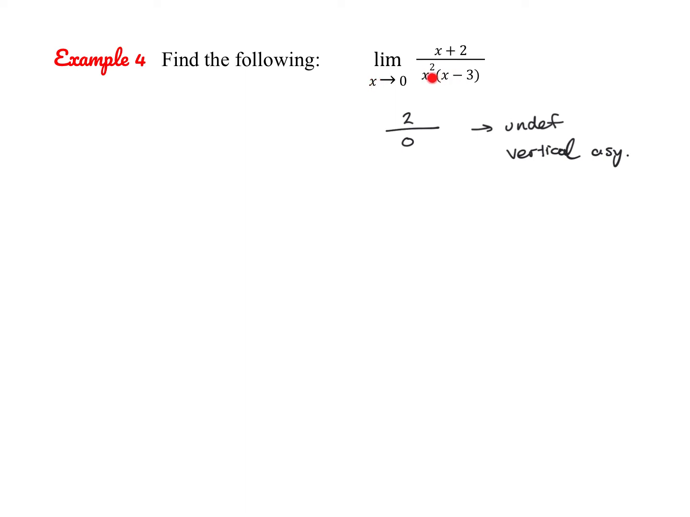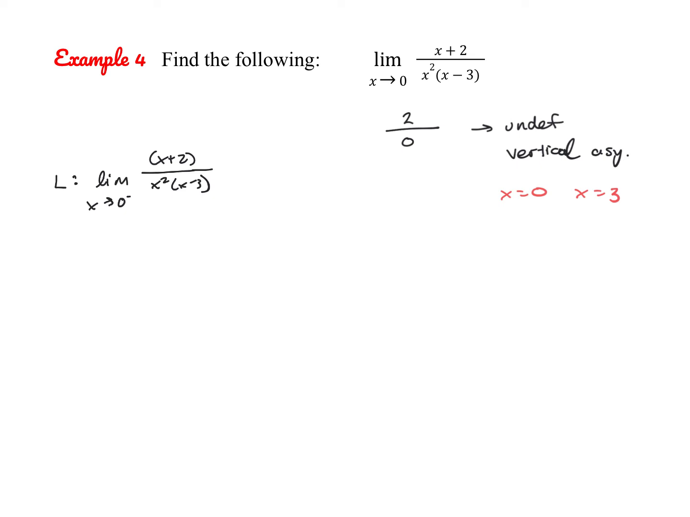So again, we actually have two vertical asymptotes here. We have a vertical asymptote at x equals 0 and at x equals 3, but we're just trying to determine the limit as x approaches 0. So we are going to have to find the left and the right hand limit around x equals 0. So let's start with the limit as x approaches 0 from the left of our function, x plus 2 over x squared times x minus 3.